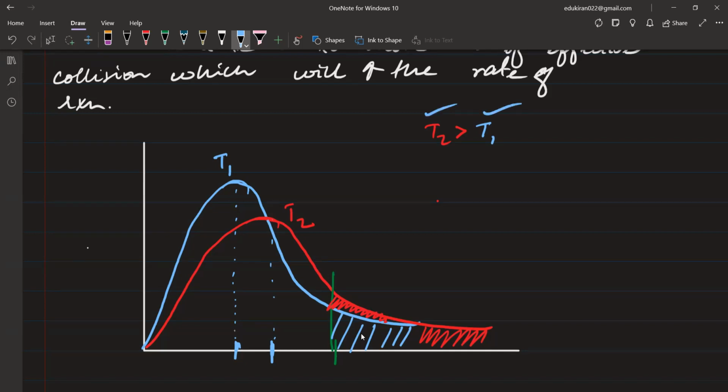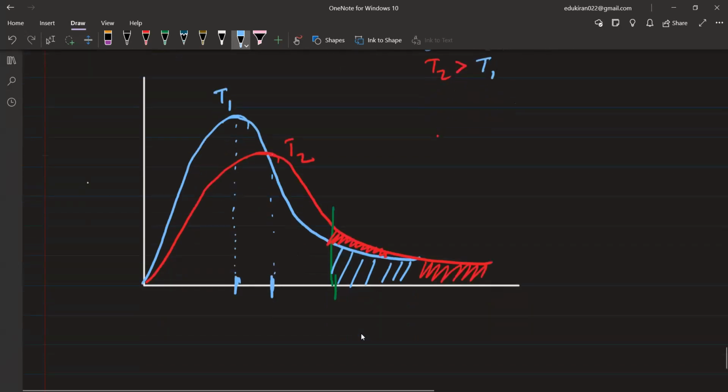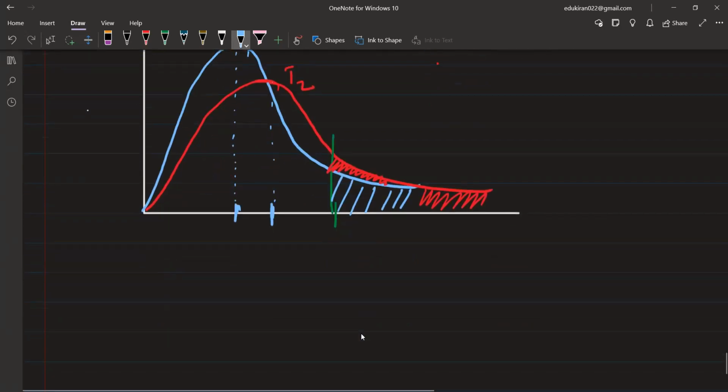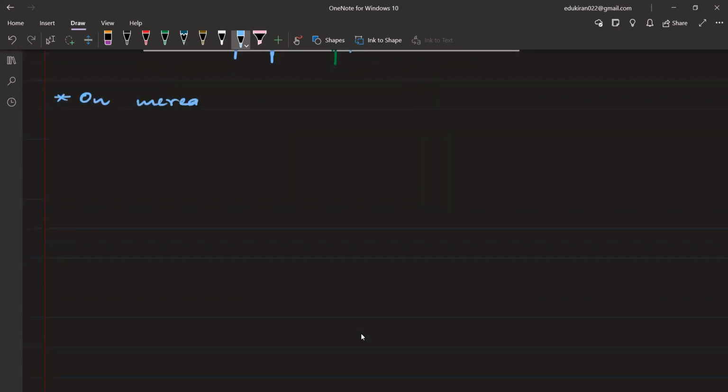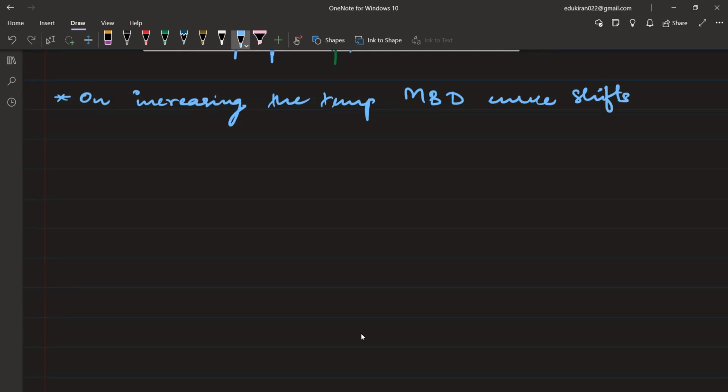All of you got this? Yes or no? Please tell me, guys. Yes, sir. Okay. So whenever there is an increase in temperature, the MBD curve shifts towards right. Please write the next point. On increasing the temperature, the Maxwell-Boltzmann distribution curve shifts rightward.